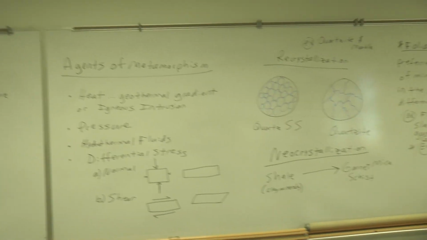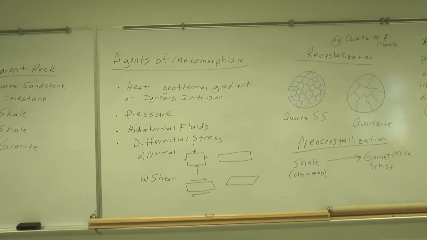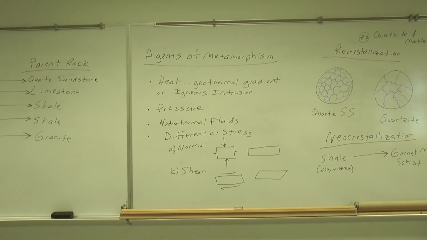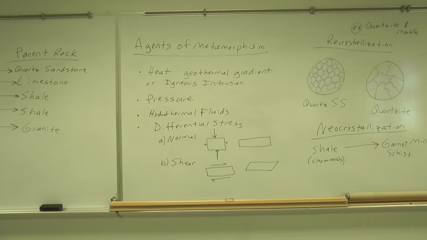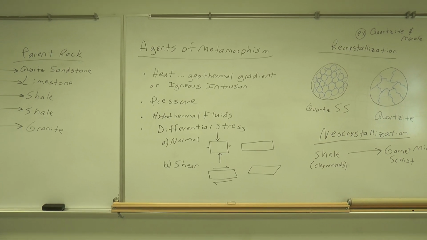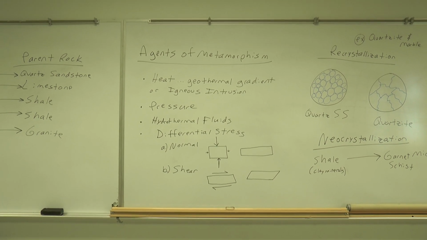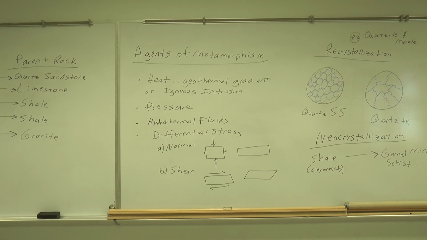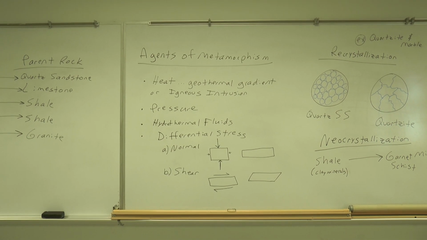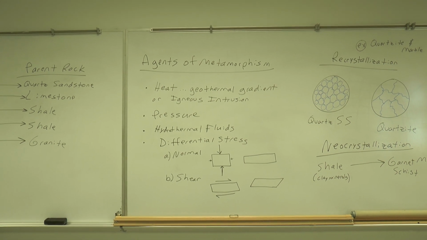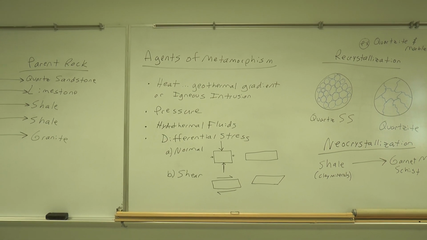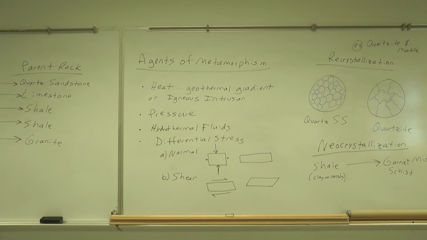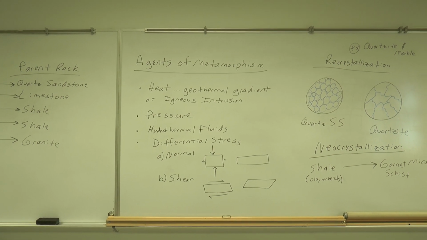All right, now we're moving to another part of the board. Okay, so now we are looking at the agents of metamorphism. In other words, what are the particular things that are working on that rock and changing it? Remember that metamorphism is going to occur without melt. So rocks are going to change due to mainly heat and pressure, but they're never going to melt. If they melted, they would be an igneous rock.